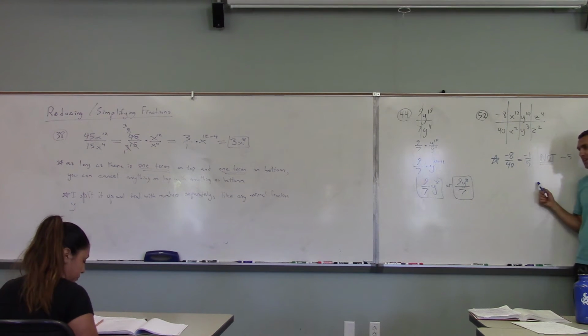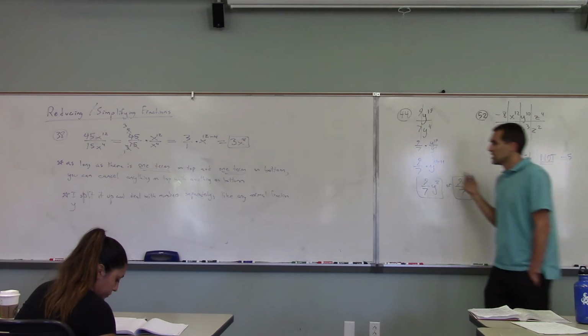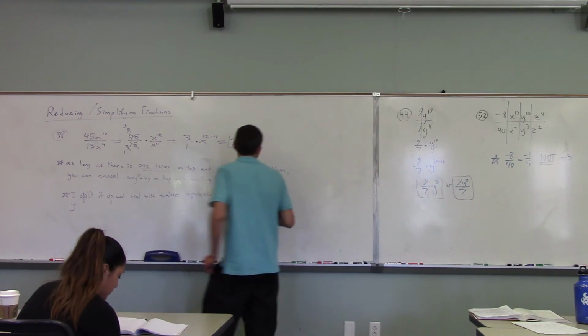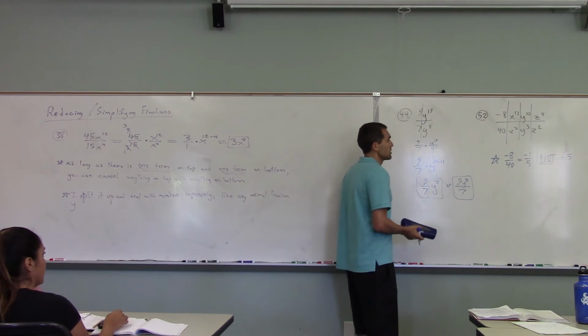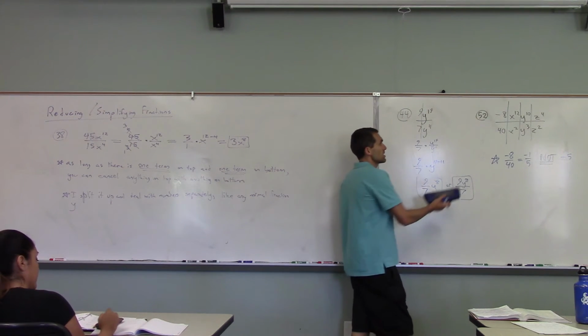I always think in my head, man, I would rather have $500 than a fifth of $100. I would rather have 5 houses than a fifth of a house. So it's a huge difference. That's a really common mistake.